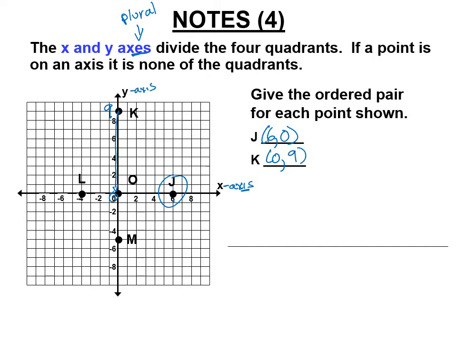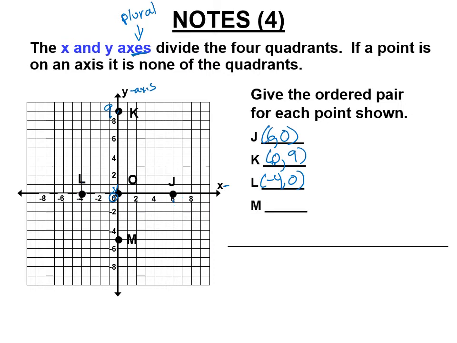Now, let's look at that. Every point on the x-axis will end in a 0. Every point on the y-axis starts in a 0. Does that mean if it starts in a 0, it has to be along this y-axis? Yes, it does. And vice versa for the x-axis. Okay. All right, so where's L? Let me get this out of the way. The x-coordinate is -4, the y-coordinate is 0. Points on the x-axis end in 0.